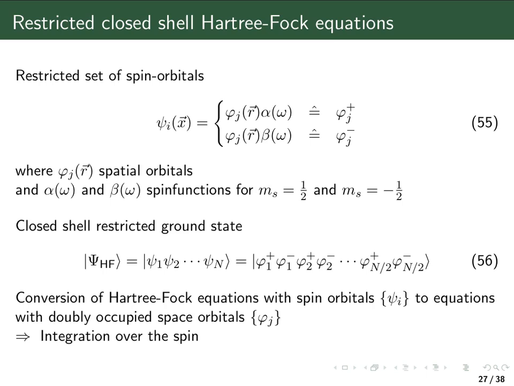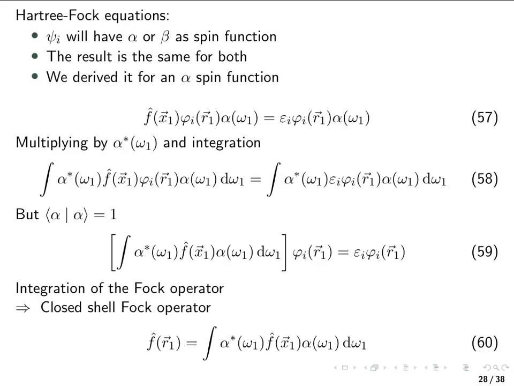Now what we want to do is transform or convert all the Hartree-Fock equations which were originally written in spin orbitals to equations which are written in terms of these doubly occupied spatial orbitals. And the way to do that is we have to integrate over the spin functions. So the spin orbital psi in the Hartree-Fock equations can either be a spin orbital with alpha or beta spin, but the result is actually the same.